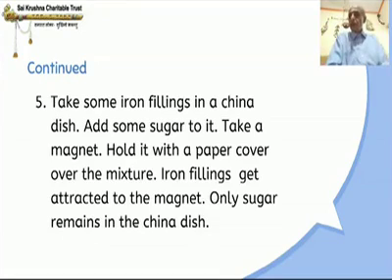So we will take a magnet and then we will hold the magnet with a paper cover over the mixture. Thereby what will happen? Iron filings get attracted to the magnet. Only sugar remains in the china dish. So these iron filings that we are talking about is nothing but a magnetic substance.